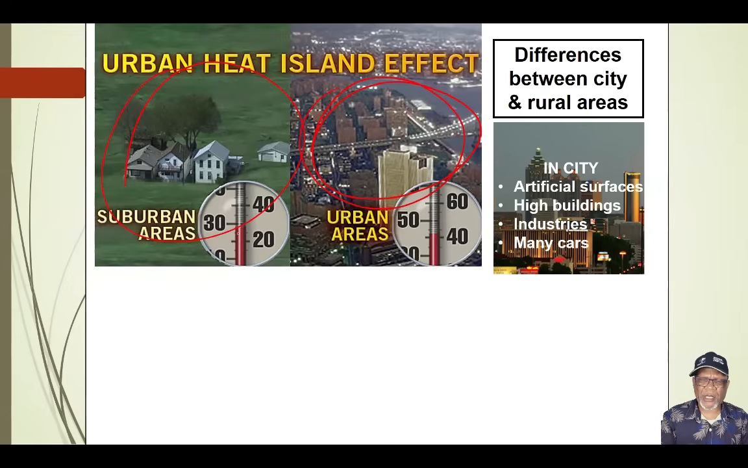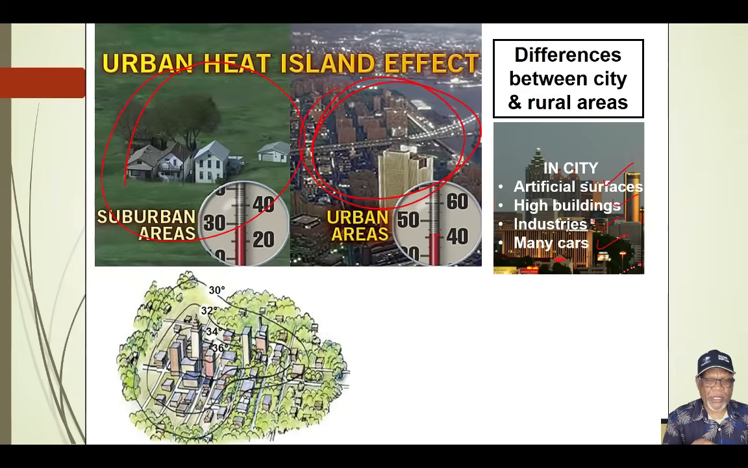You can see the temperatures here are going around 60 degrees, and here the max will be going up to about 42, but here it is about 28 or plus. So why are cities warmer? Because of the artificial surfaces that are absorbing heat. It is because of the high buildings that provide more absorption area. It's because of industrial activities that are creating heat. It is because of many vehicles that are also creating a lot of heat in the air.